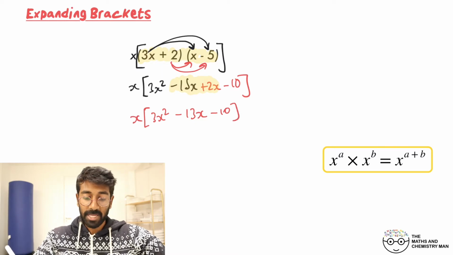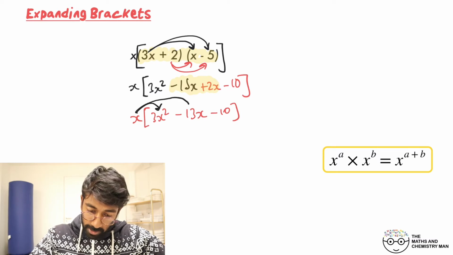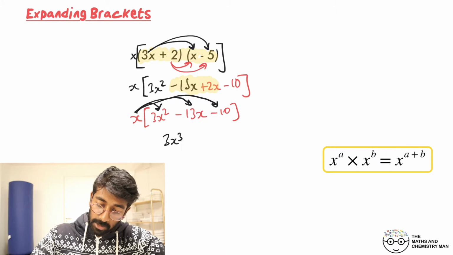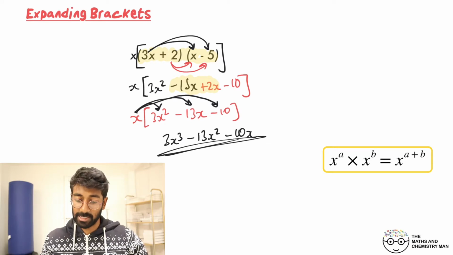And now all we need to do is just multiply this x through this bracket, or distribute it through there, whichever you want to call it. So that times that times that. So we'll have 3x cubed minus 13x squared, and then minus 10x. Done, sorted, nice and easy.